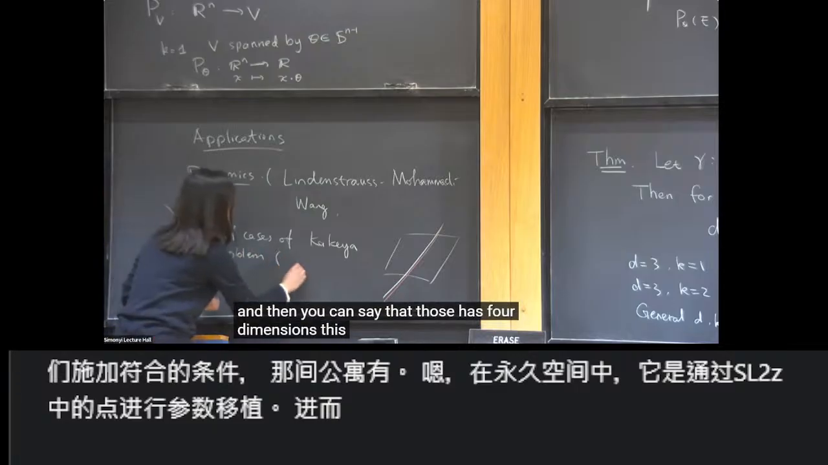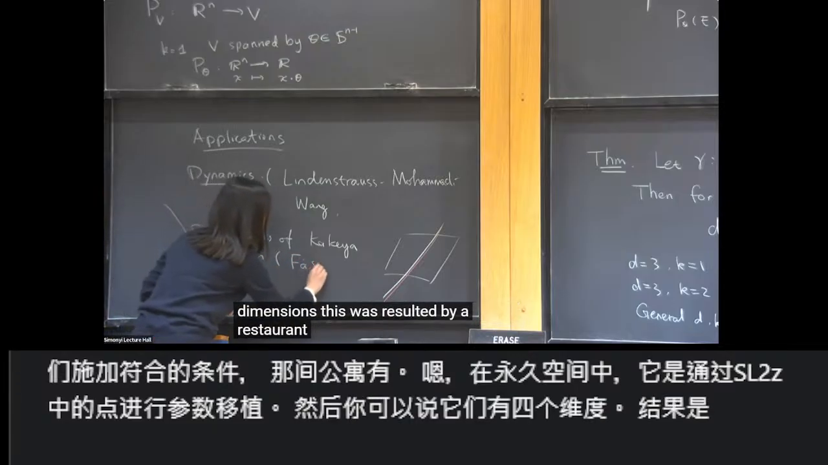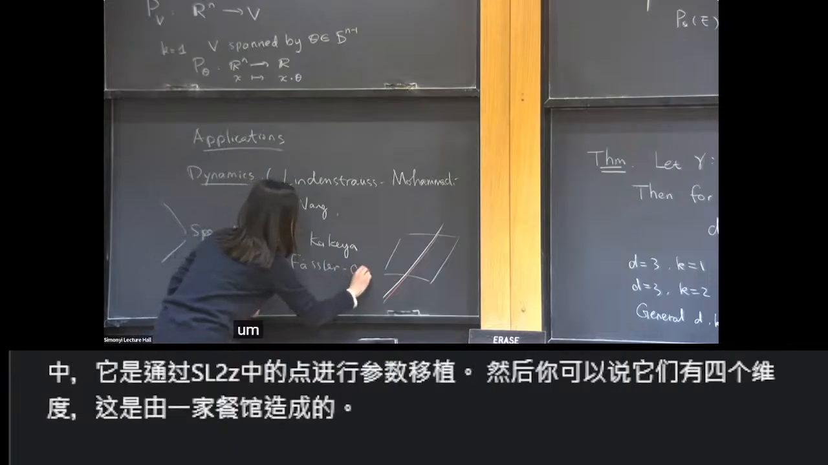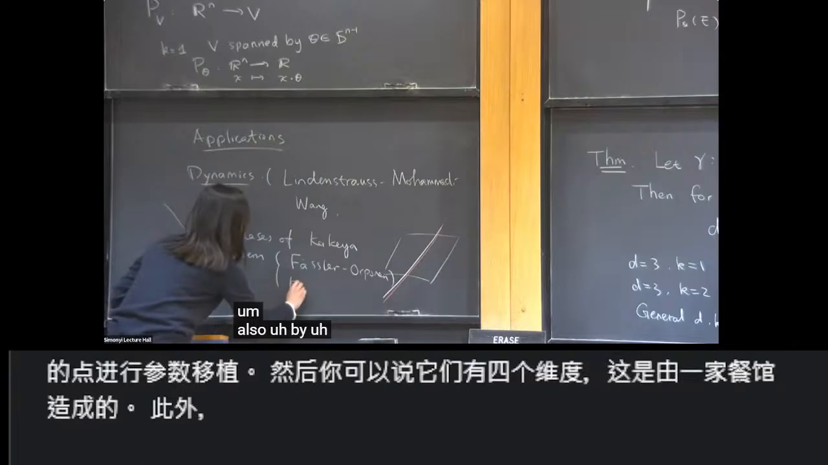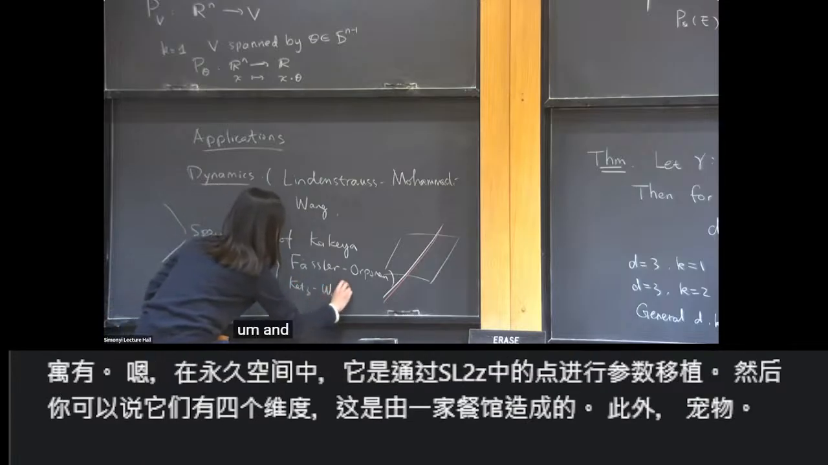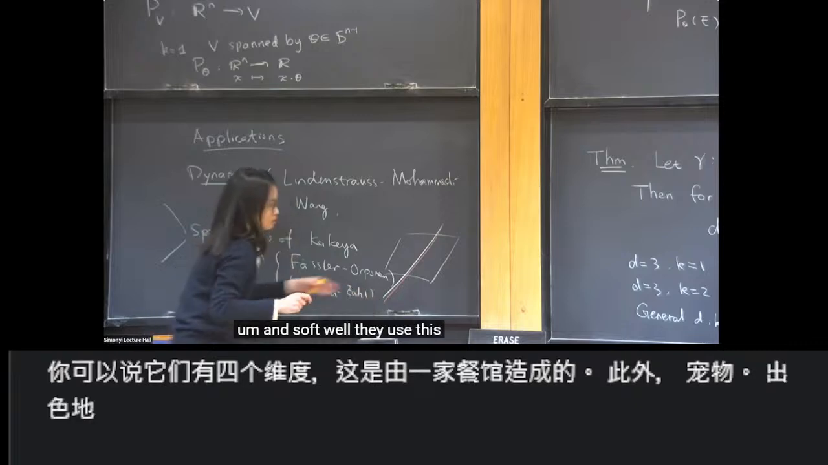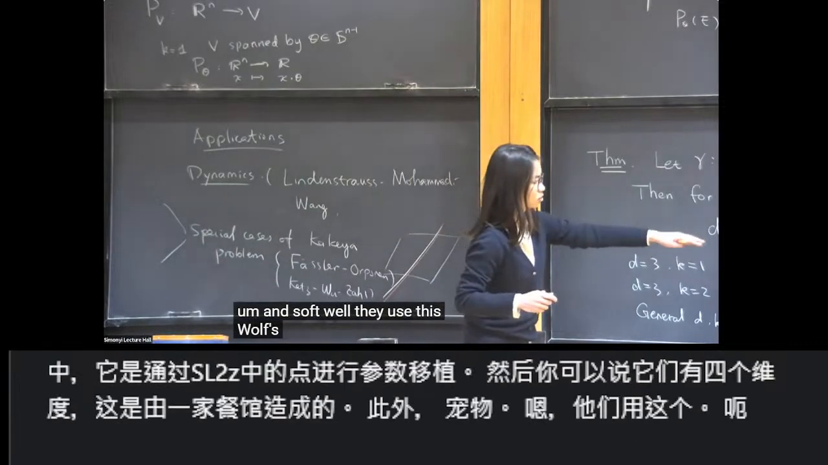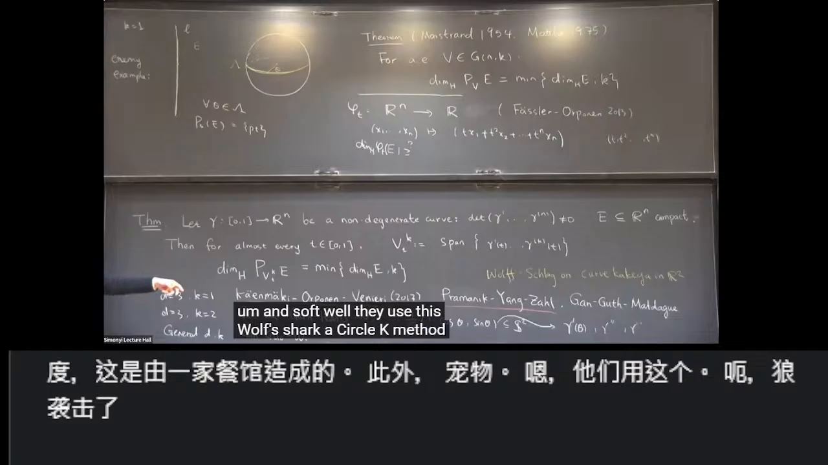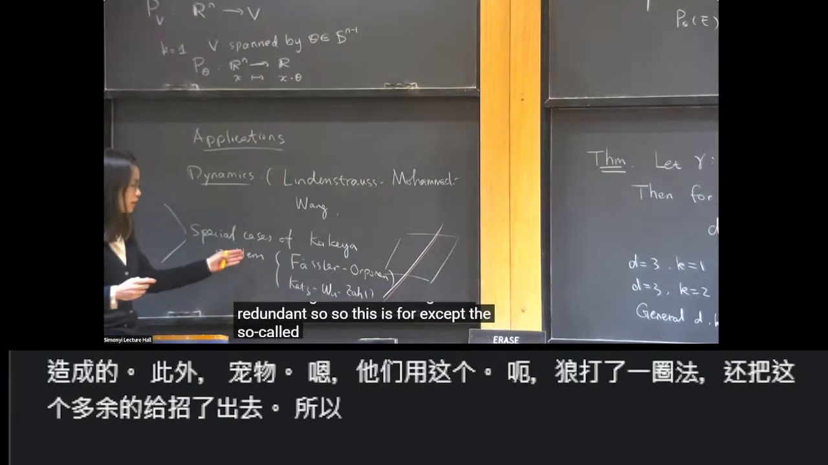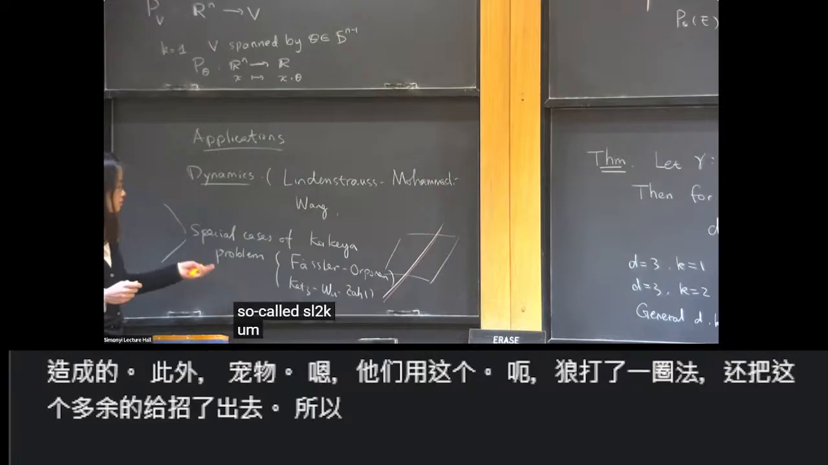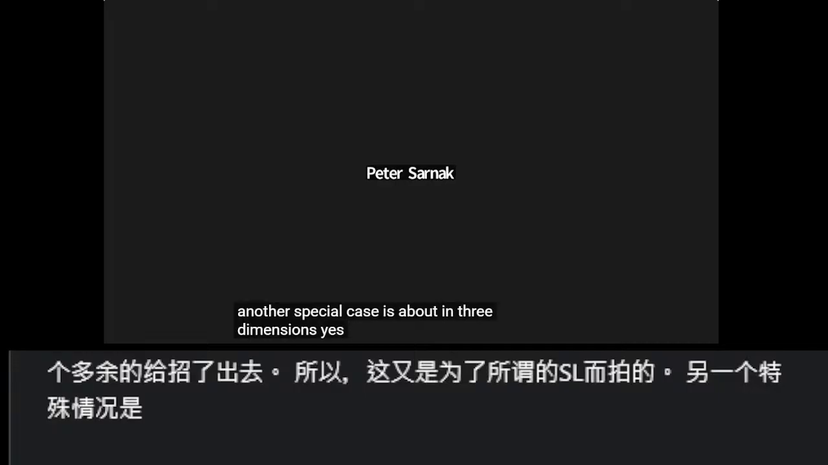This was the result by Foster and Orponen, and also by Katz and Zahl. Well, they use this Wolff-Schlag circular Kakeya method, and they also managed to reprove this result. So this is for the so-called SL2 Kakeya set. Another special case is about... This is in 3 dimensions? Yes, in 3 dimensions.